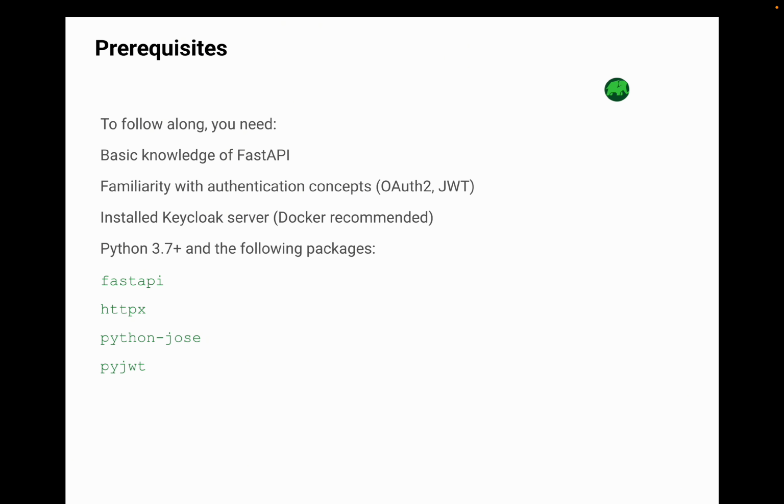Before we dive in, let us go over the prerequisites for this session. A basic understanding of FastAPI is required. Familiarity with authentication concepts like OAuth2 and JSON Web Token (JWT). Also, an installed KeyCloak server. We recommend Docker for ease of setup. Python 3.7 plus installed on your system. Additionally, make sure you have the following Python packages installed.